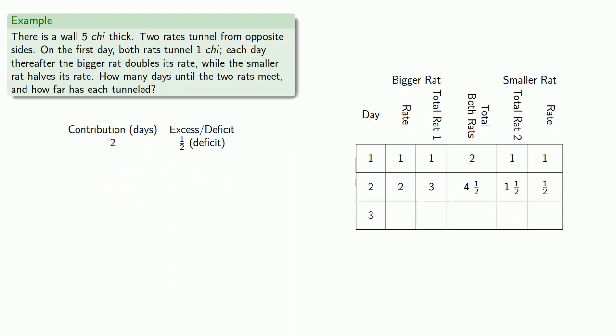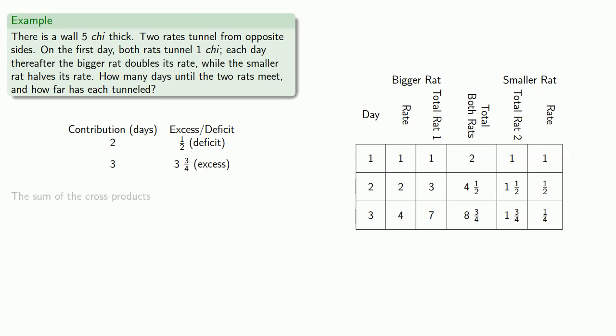If we let them dig another day, on day 3, the bigger rat has tunneled at a rate of 4 and gone a total distance of 7, while the smaller rat has tunneled at a rate of 1/4 and gone a total distance of 1 3/4. So the total distance they've tunneled is 8 3/4, but since the wall is only 5 chi thick, that means they've actually gone past each other by 3 3/4, which is our excess.